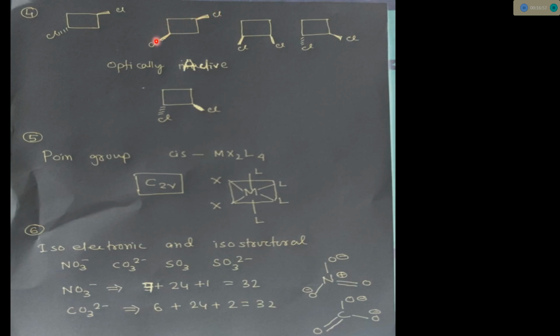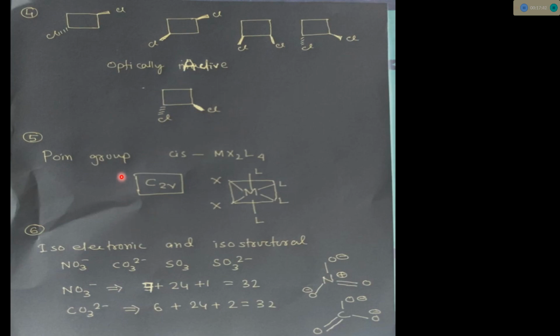This is also cis 1,3 dichlorocyclobutane. This is also optically inactive because there are 2 mirror planes, one from this side and one from this side. In this case, only one mirror plane bisecting the CCl bonds. So this is also optically inactive because here the mirror plane bisects the middle of these 2 CC bonds. So this is also optically inactive. Trans 1,2 dichlorocyclobutane is optically active. So only this one is optically active.